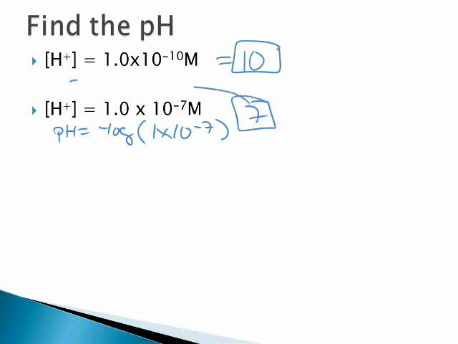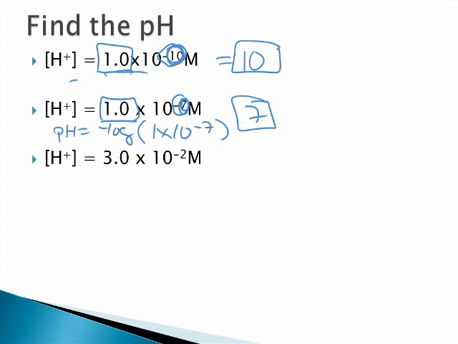Now notice the similarities here. This is 7 and this is 10. If, and only if, we have a 1 here, we just have to look at the exponent to get the pH. We don't have to plug anything into the calculator. All we have to do is look at the positive value of the exponent, and that's our pH, as long as there's a 1 here.